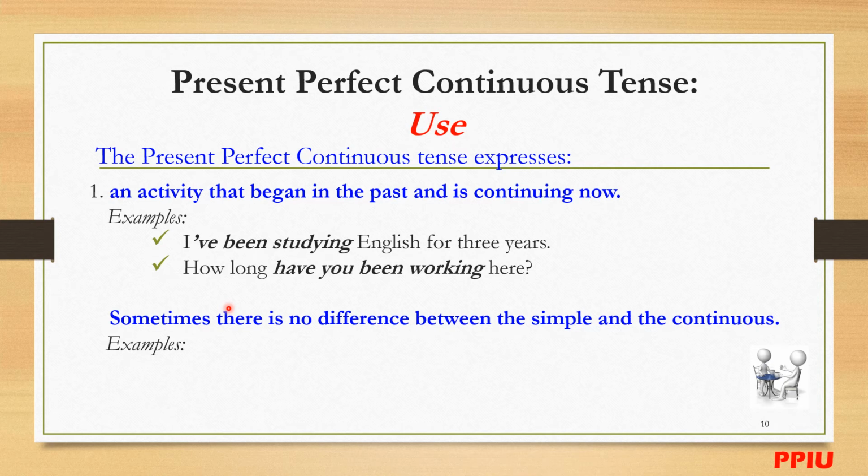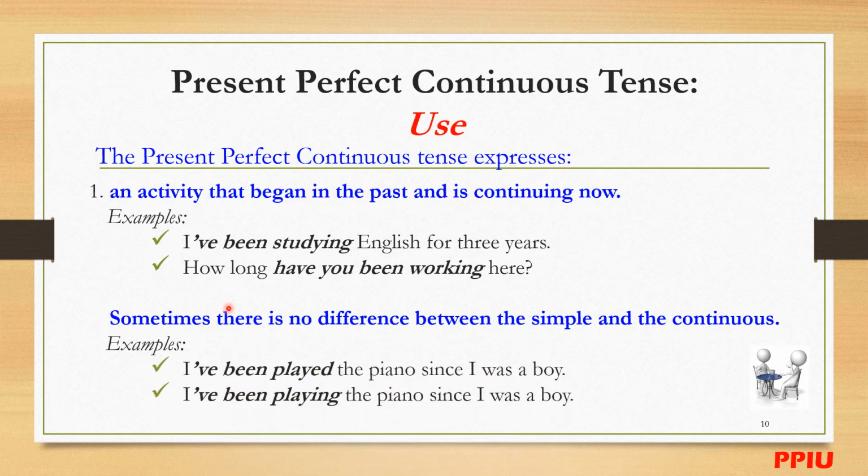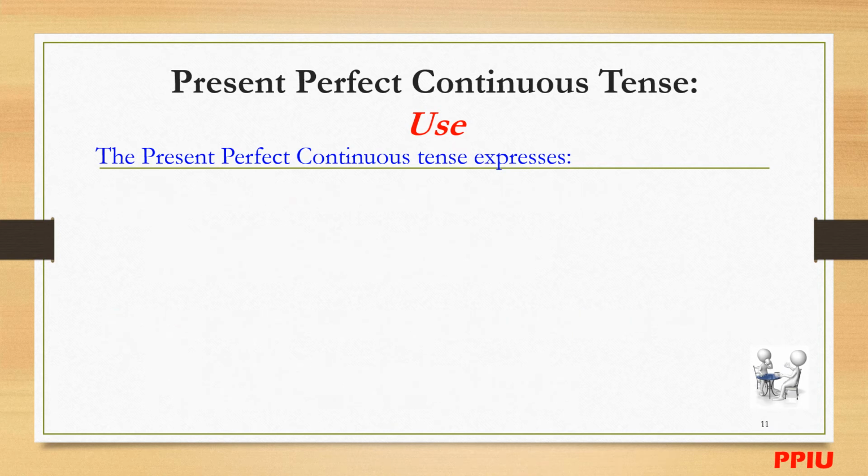Okay, sometimes there is no difference between the simple and the continuous tense here. For example, I've been playing the piano since I was a boy, or I've played the piano since I was a boy. The meanings are more or less the same. Alright, you can start with the same thing. Okay, can I move to the next one?